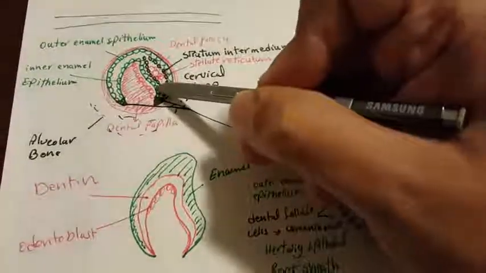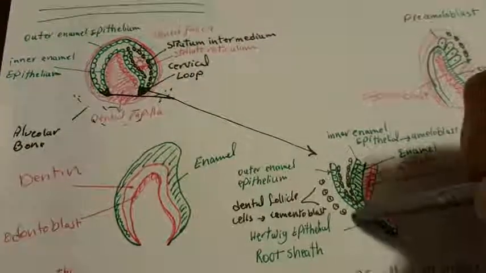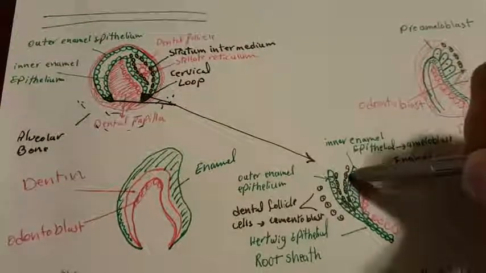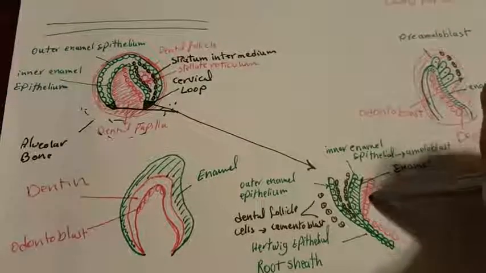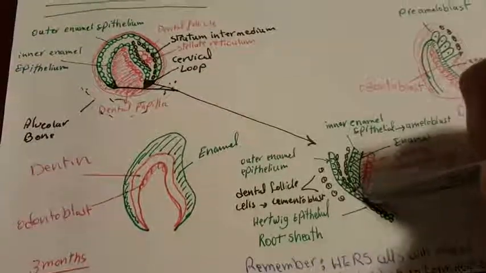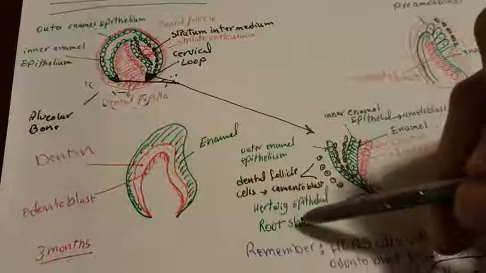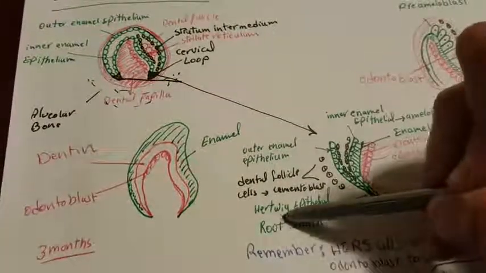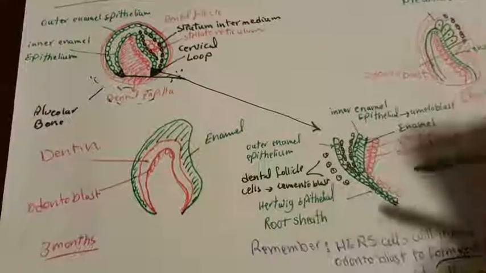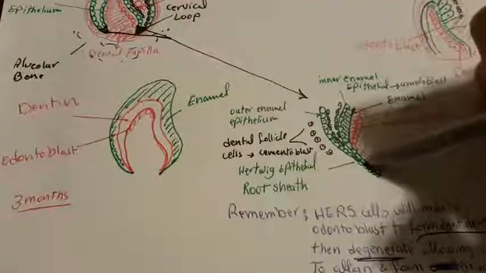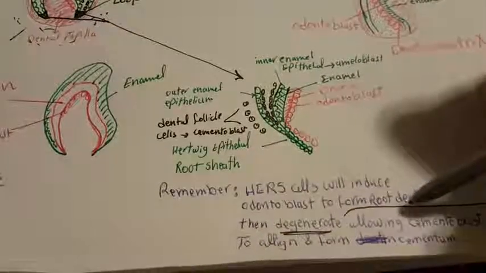As you can see, it's where the inner epithelium and the outer epithelium meet. This is the outer epithelium, this is the inner epithelium, this is the formed enamel, this is the formed dentine, and this is the odontoblast. They come together here, those inner and outer epithelium cells, and form what's called the cervical loop, which is made by Hertwig's epithelial root sheath, or HERS. And these cells will induce the odontoblast to form root dentine.